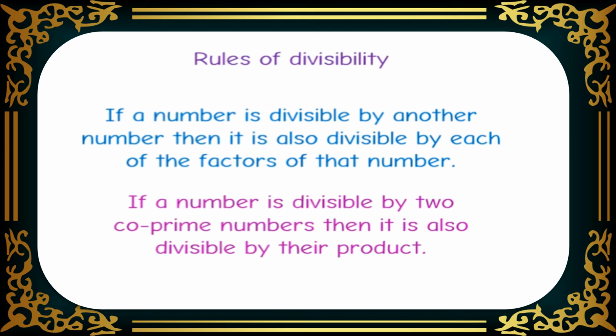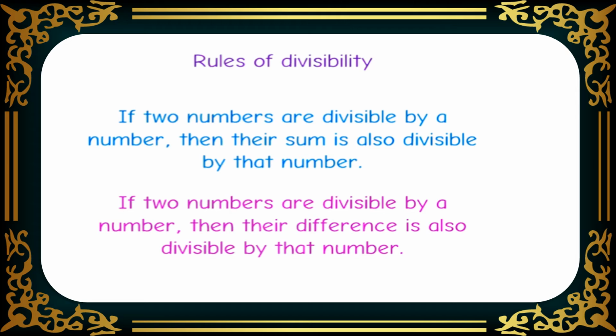If a number is divisible by another number, then it is also divisible by each of the factors of that number. If a number is divisible by two co-prime numbers, then it is also divisible by their product. Okay, I have already explained the meaning of co-prime numbers, so I need not explain it again.